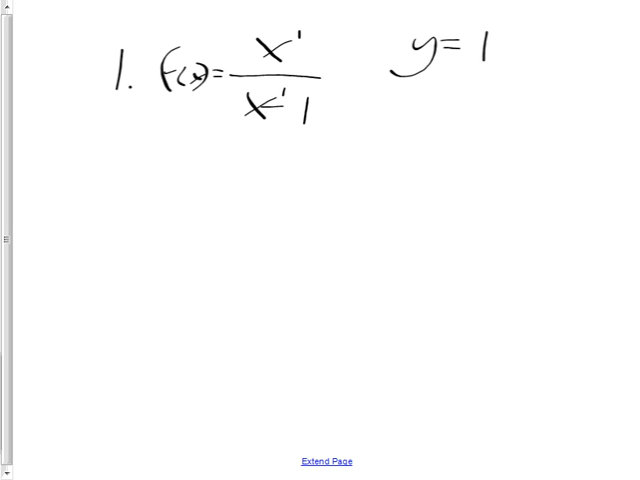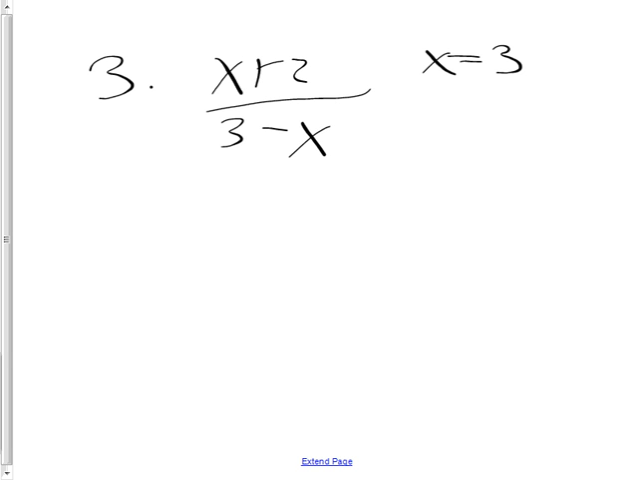Good. And then the x kind, those come from the bottom. What would crash the bottom? 1 or negative 1? 1. X equals 1. This is the horizontal, and this is the vertical. The x ones are the vertical asymptotes. Okay? Done with that one. Let's move on to number 3.